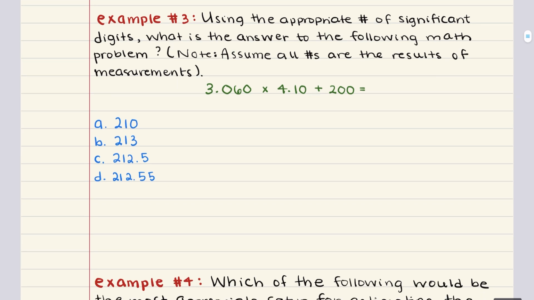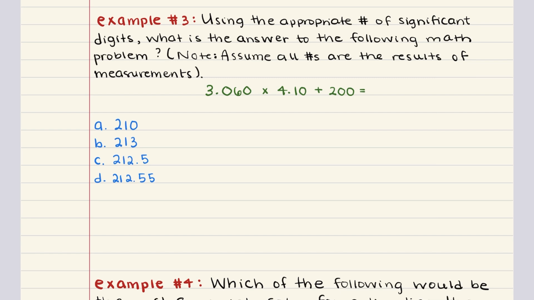Problem 3 says, using the appropriate number of significant digits, what is the answer to the following math problem? Note, assume all numbers are the results of measurements. Here we have 3.060 times 4.10 plus 200. Let's begin with the multiplication.